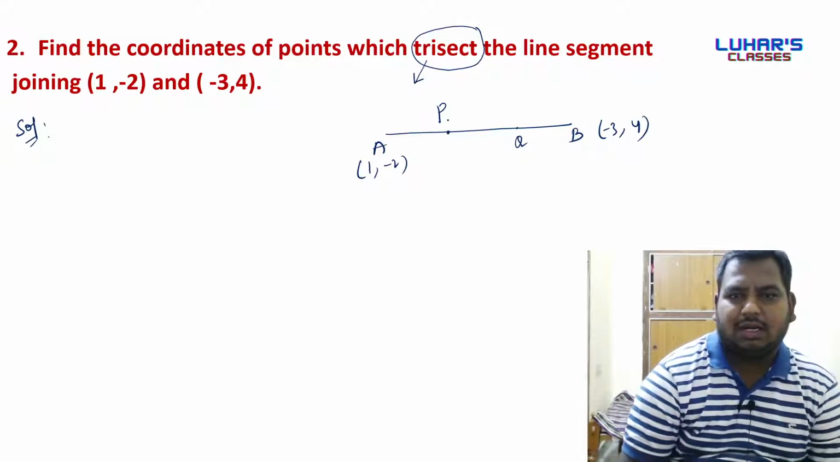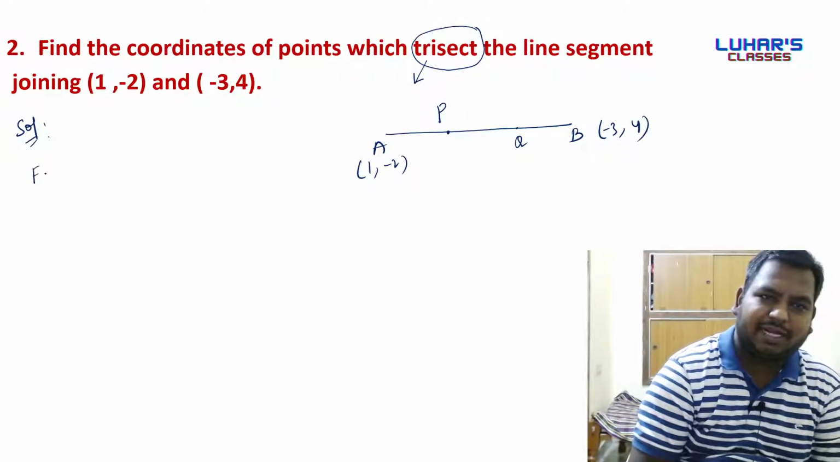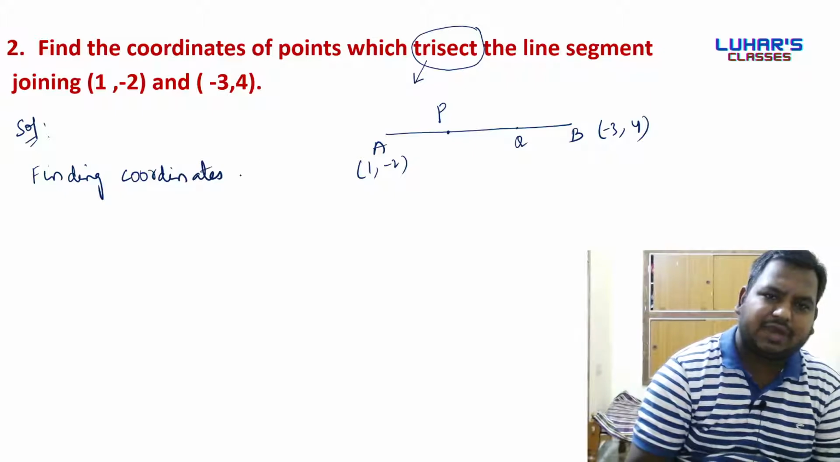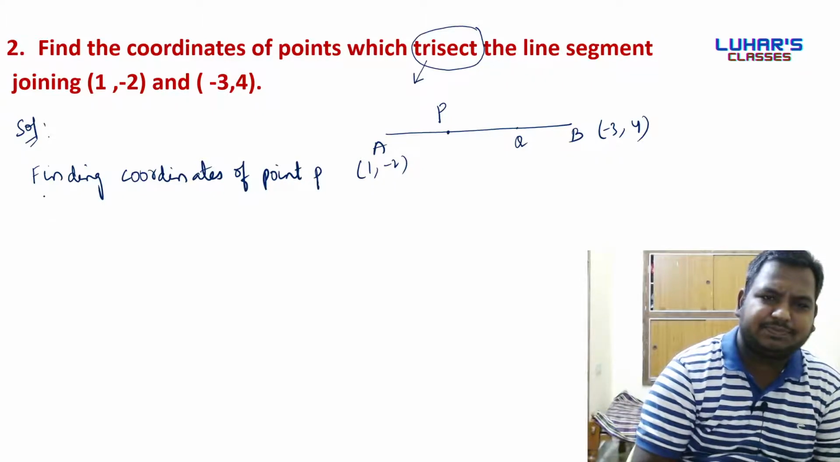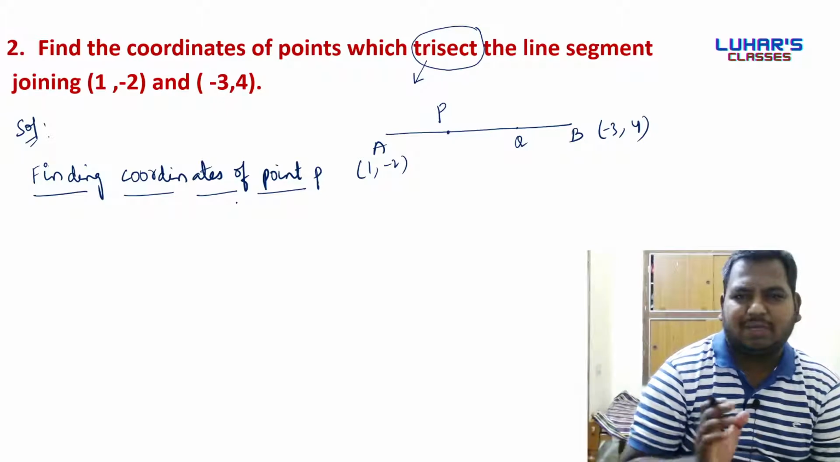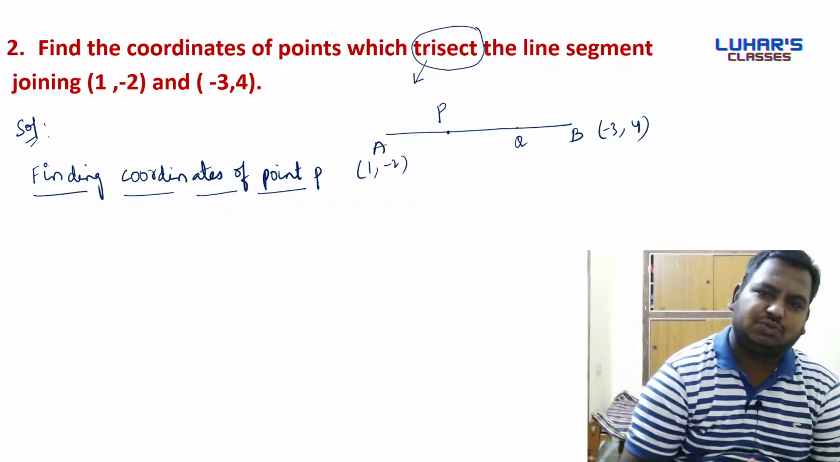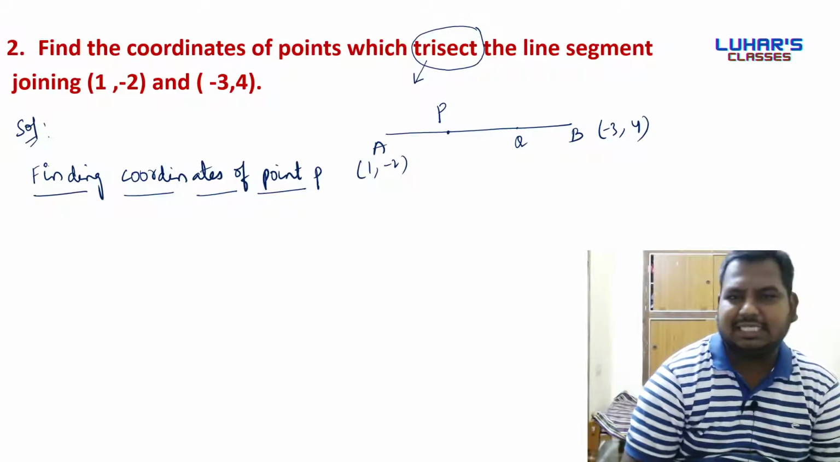Okay. Now first we'll find the coordinates of point P. Finding coordinates of point P. Can I know in which ratio the point P is dividing the line segment AB?